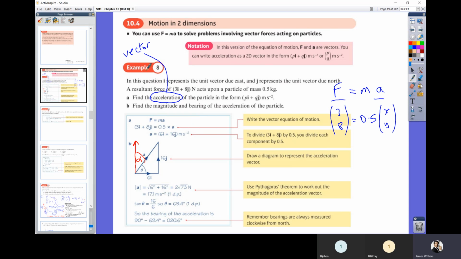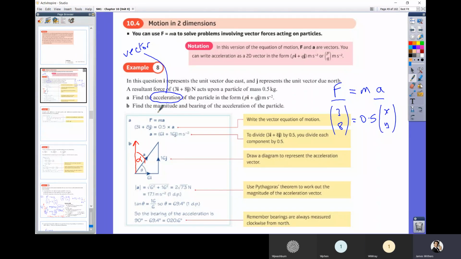So in example 8, when they're asking for the acceleration, we give it in vector format. Our final answer is (6, 16). As I said, I quite like setting it out in column vector format rather than the i, j format, and there's nothing stopping you doing the workings in column vector format. But obviously, if they're asking for the final answer in i, j format, you must do so. So that would be 6i plus 16j.